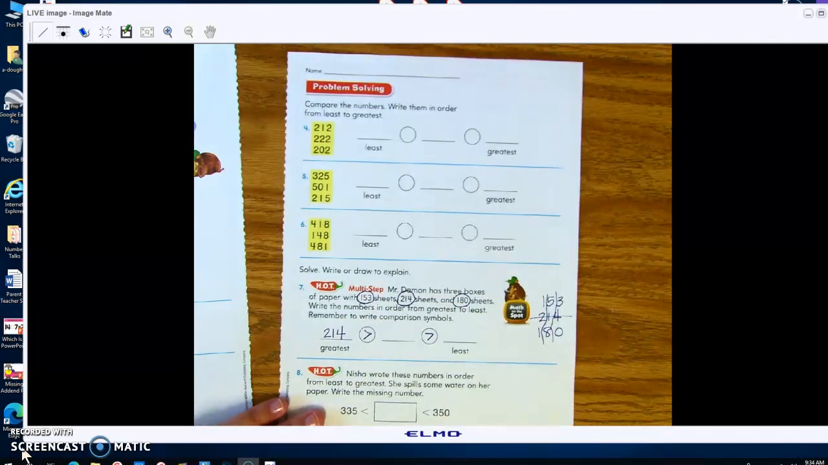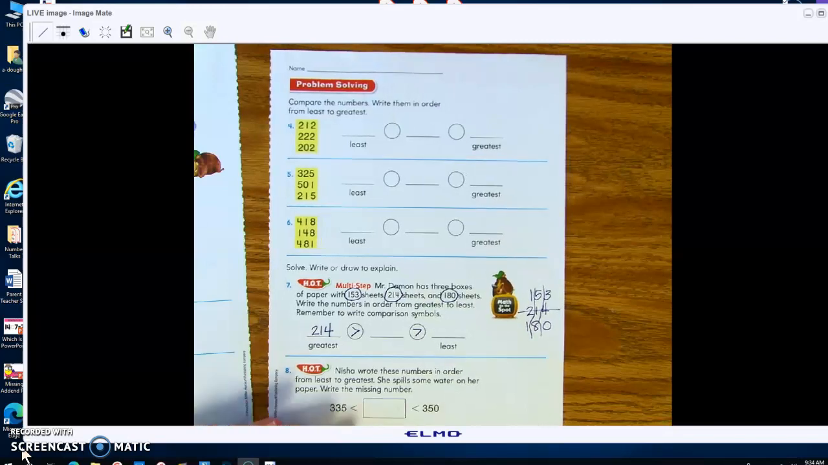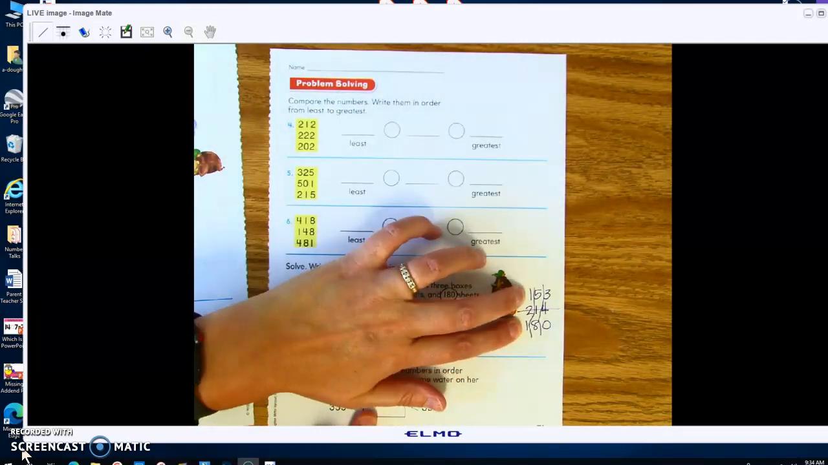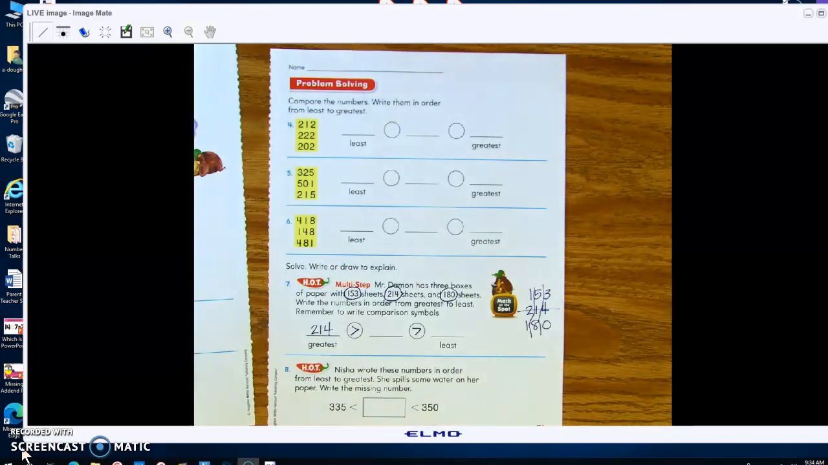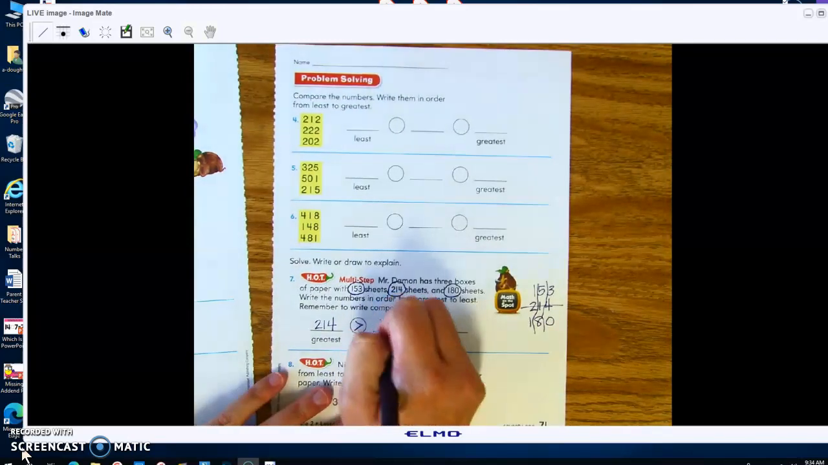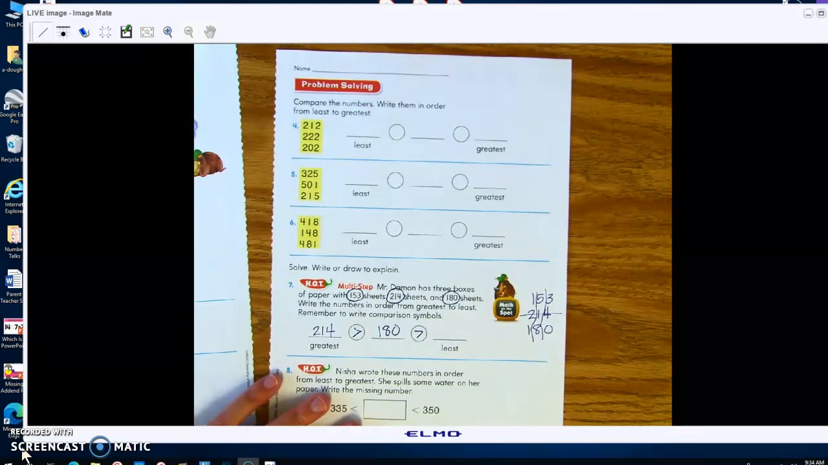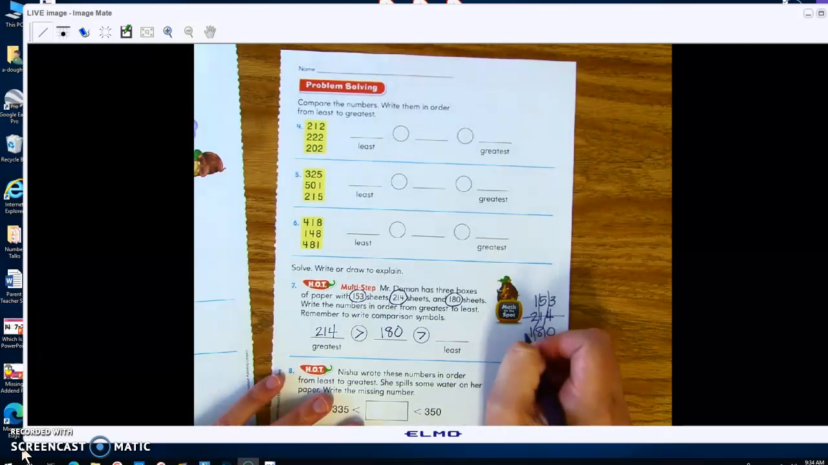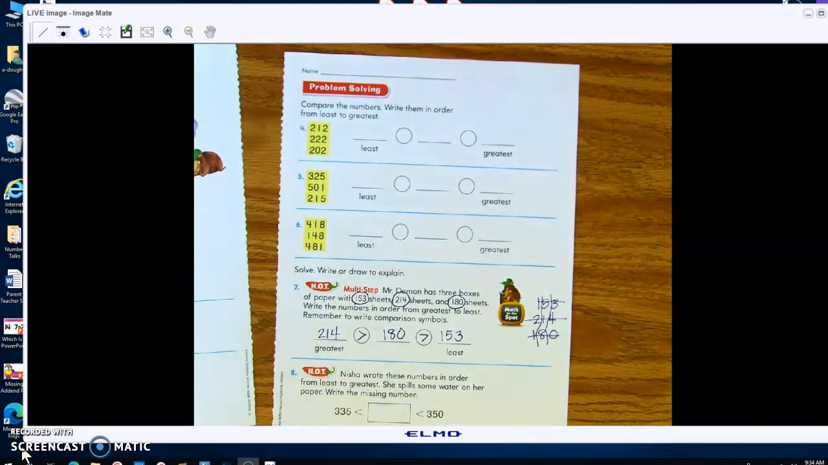Got that one out of the way. Now I need to look at 153 and 180. Can I tell by the hundreds? No, they're both ones. So now I'm looking at 5 and 8, the tens. Which one's biggest? 8. So I'm going to do 180. Remember, we're doing biggest to smallest now, greatest to least. We're going the opposite way. And now I have one left, 153. So when we say greatest to least, the alligator is eating the first number.